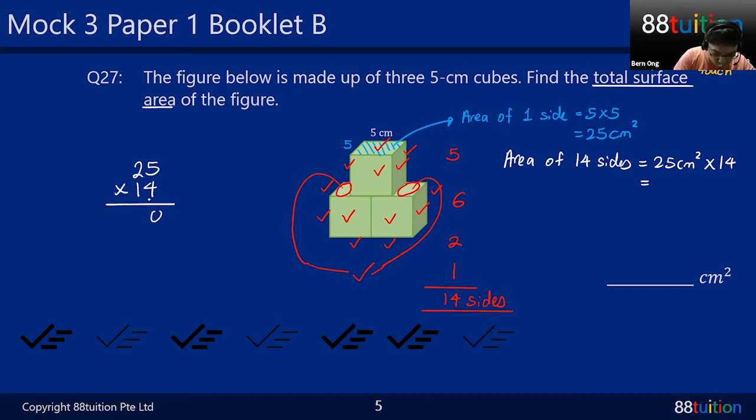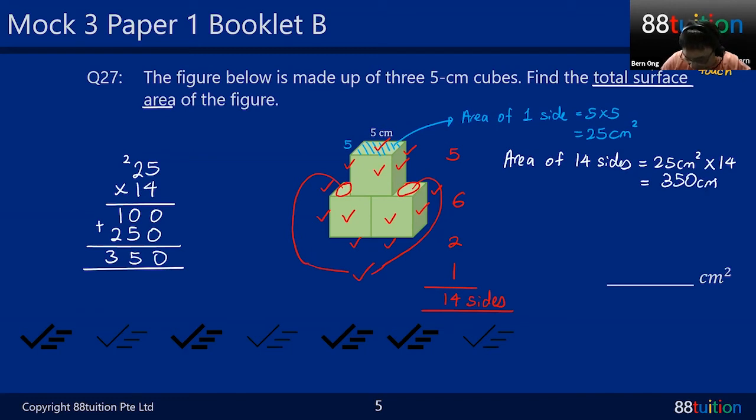So 4 times 5 is 20. 4 times 2 is 8. 8 plus 2 is 10. Put a 0 here. 1 times 5 is 5. 1 times 2 is 2. Down here is a plus. 0 plus 0 is 0. 0 plus 5 is 5. 2 plus 1 is 3. Answer is 350 cm squared. And that's your answer. Woo!